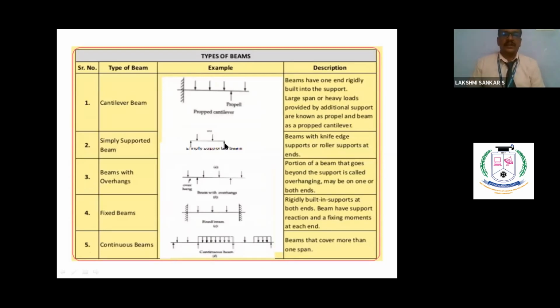Simply supported means the supports are at the ends. Beams with overhangs you can call overhanging beams. Fixed beam means both ends are fixed. Continuous beam means more than two supports exist. That is what a continuous beam is.